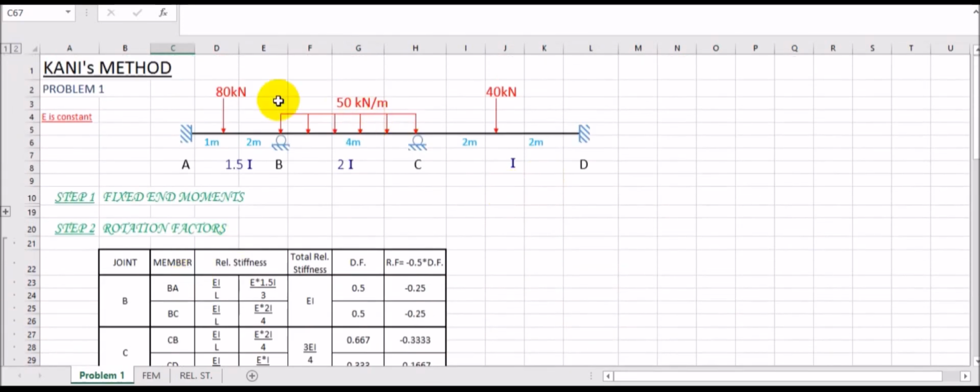So we have successfully analyzed this beam and our problem 1 is complete.